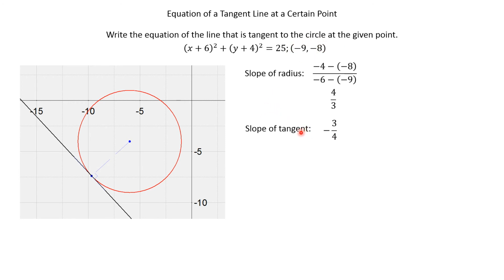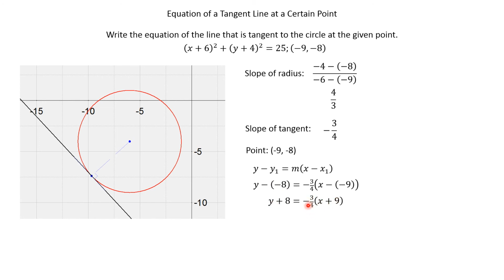I recommend using point-slope form. Oh, there's our point. Point-slope form: y minus the y point equals slope times x minus the x point. We can plug in our point, -9, -8. So y minus -8, x minus -9. And the slope, -3/4, goes in for m. And we can simplify this. Minus negatives are just plus.